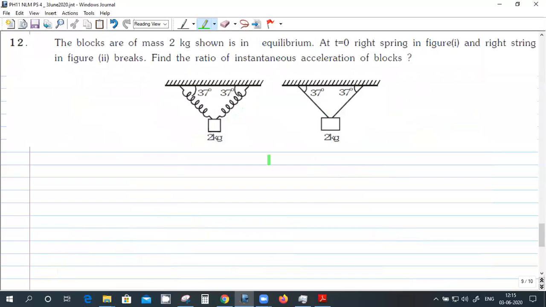Okay, this one you have tried. Yes, sir. Okay, you understood this question? Yes, sir. It's a bit difficult, but I understood.